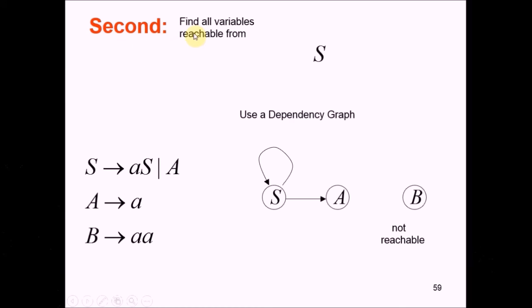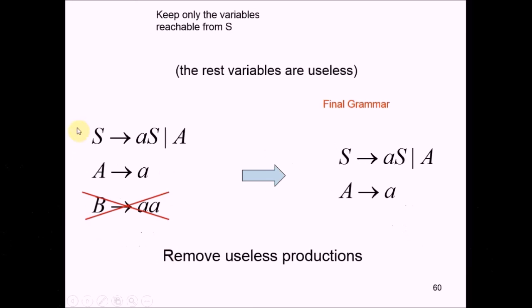Now in the second step, we will find all variables reachable from S. So we can use the dependency graph for this. In the dependency graph we can see from S we can reach A, but we are not reaching B. So B is not reachable. So we can eliminate B also because it is non-reachable. So B is a useless symbol here.